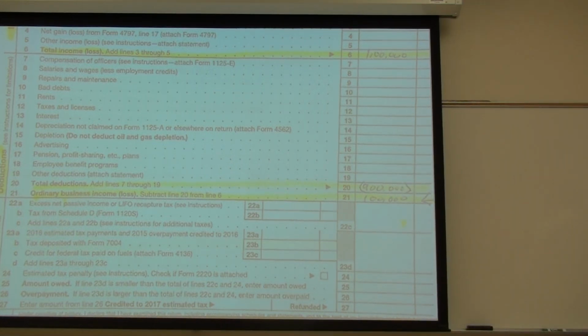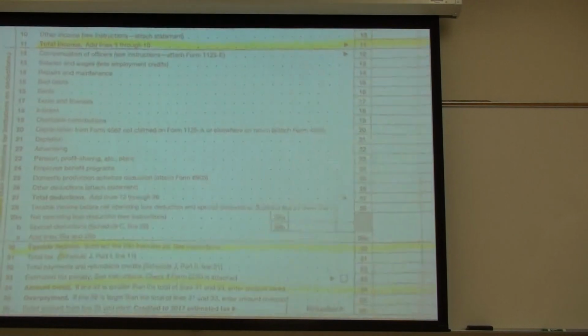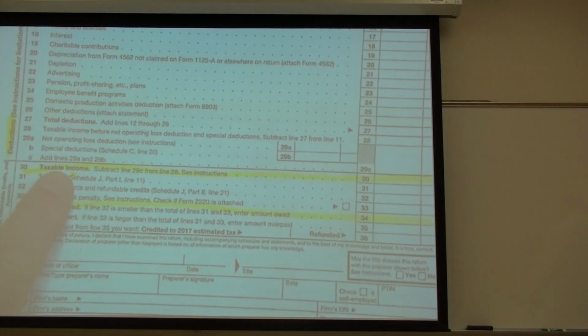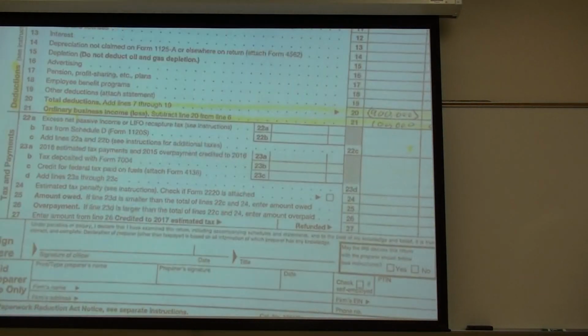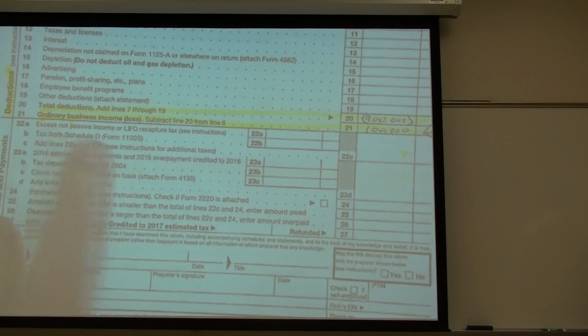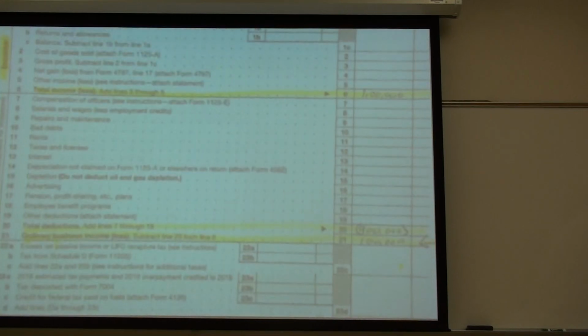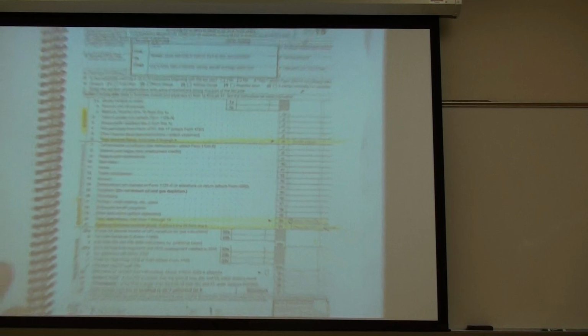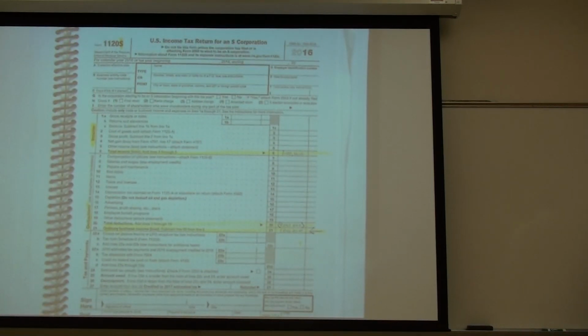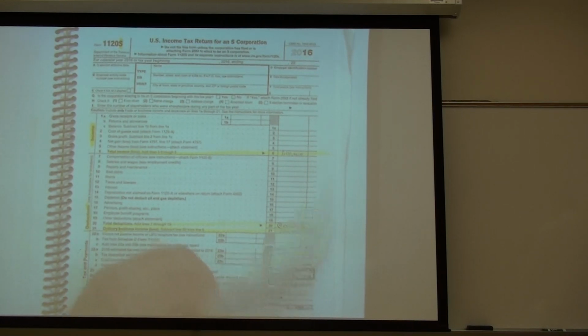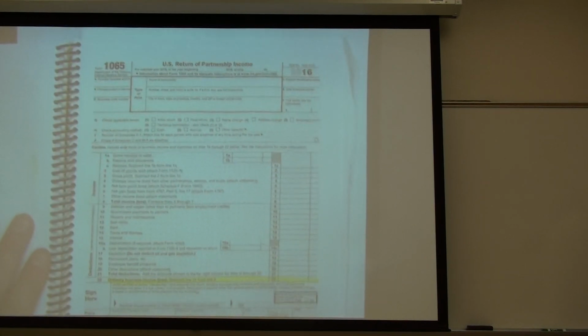Okay, so what's the difference? C Corp, taxable. S Corp, it's not taxable, it's a pass-through. So this S Corporation form is a form that we call an information return. It's not taxable right now, but it will be when the individual taxpayers file. All right, then the next form we have is a 1065 form.